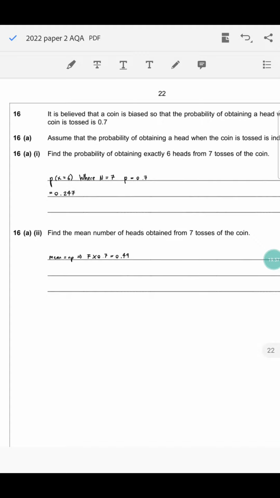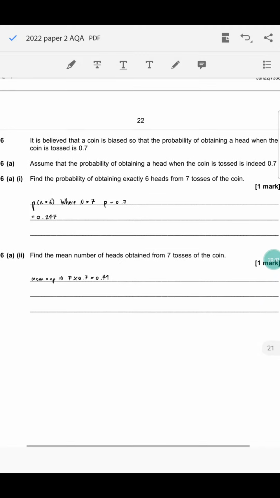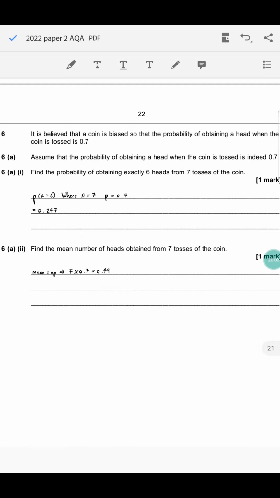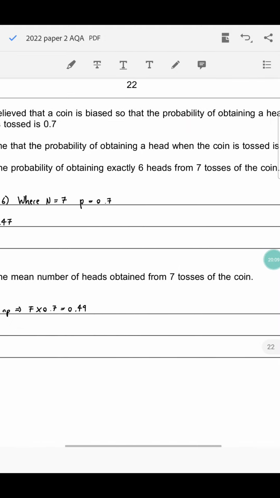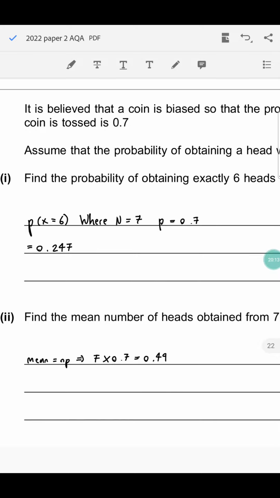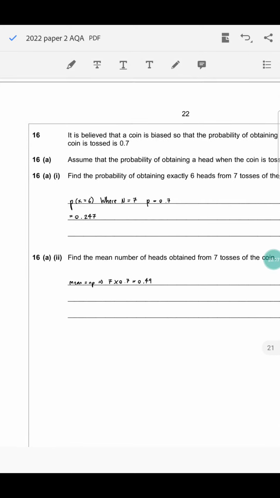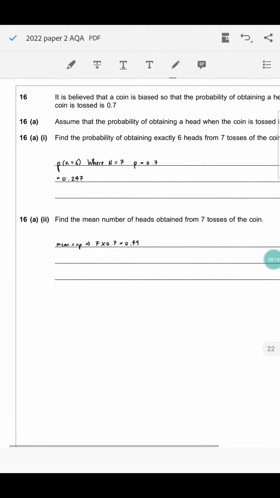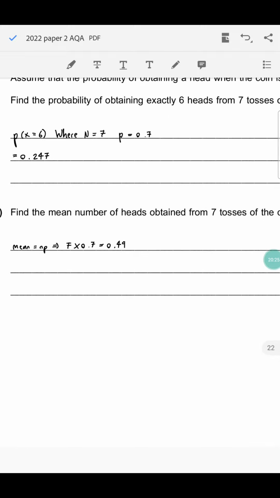Now, 16a is binomial distribution again. Now it says find the probability of obtaining exactly 6 heads from 7 tosses of the coin. And we know that the probability is 0.7. So if we put this into binomial PD, we get an answer of 0.247. To find the mean of the number of heads obtained from the 7 tosses of the coin, that's just going to be the number of trials multiplied by the probability, which is 4.9.